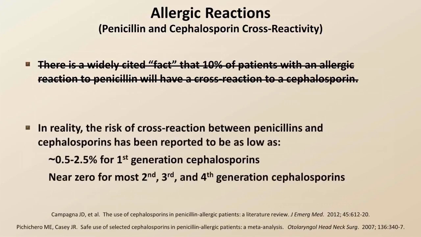In reality, the risk of cross-reaction between penicillins and cephalosporins has been reported to be as low as 0.5 to 2.5% for first-generation cephalosporins, and near zero for most second, third, and fourth-generation cephalosporins. The likely reason for this difference between generations is that first-generation cephalosporins generally have side chains which are structurally more similar to penicillins than do the other generations.